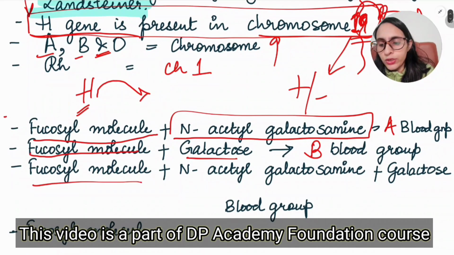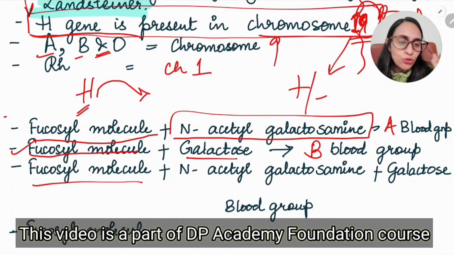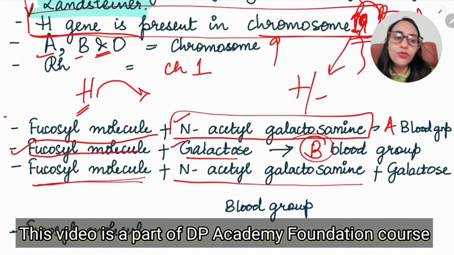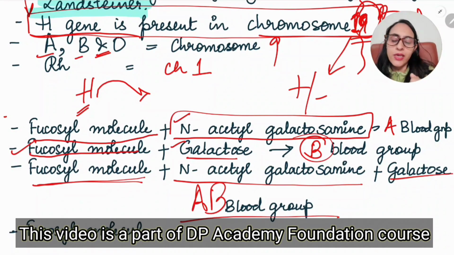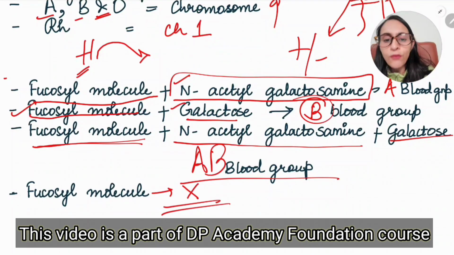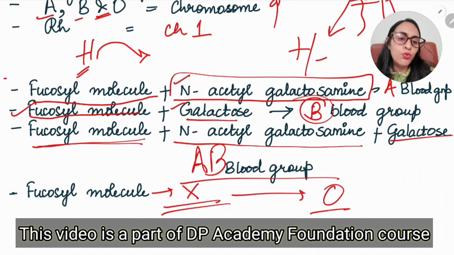See, H gene acts as the fucosyl transferase. So it is because of this H gene. If fucosyl molecule adds to the N-acetyl galactosamine, then it becomes A blood group. If this fucosyl molecule comes and adds on the galactose, then it becomes the B blood group. If the fucosyl molecule adds on both of these, it adds on N-acetyl galactosamine as well as on galactose, that means it is going to be AB blood group because A and B both are present. If fucosyl molecule does not add to any of the molecule, then it becomes O blood group.